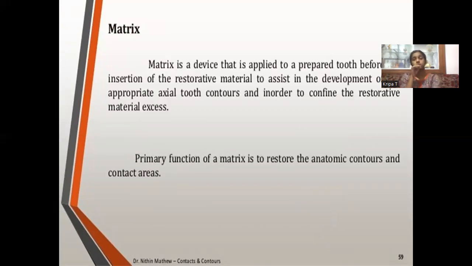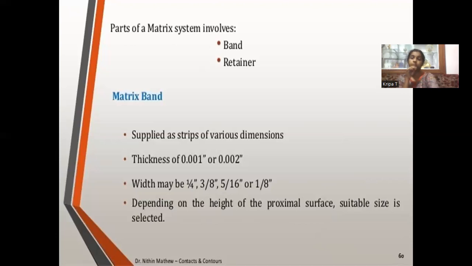Matrix is a device which is applied to a prepared tooth before insertion of restorative material to help in creating proper contour and to confine the material. So it will help restore the proper anatomy, contact and contour. Matrix system involves band and retainer. Matrix band is supplied as strips of various dimensions, thickness of 0.001, 0.002 inches, width of 1/4, 3/8, 5/16 or 1/8. Depending on the height of proximal surface, suitable size will be selected.